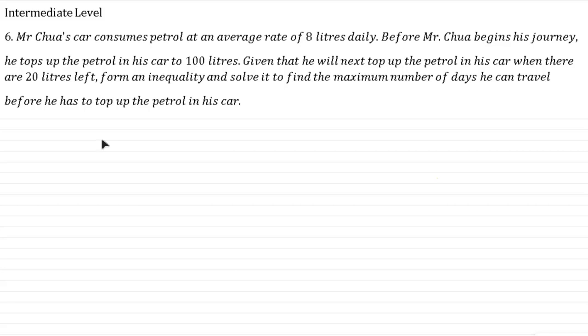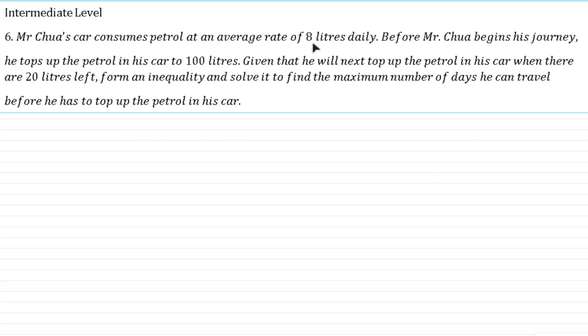Question number 6. Mr. Shua's car consumes petrol at an average rate of 8 liters daily. Before Mr. Shua begins his journey, he tops up the petrol in his car to 100 liters. Given that he will next top up the petrol in his car when there are 20 liters left, form an inequality and solve it to find the maximum number of days he can travel before he has to top up the petrol in his car.